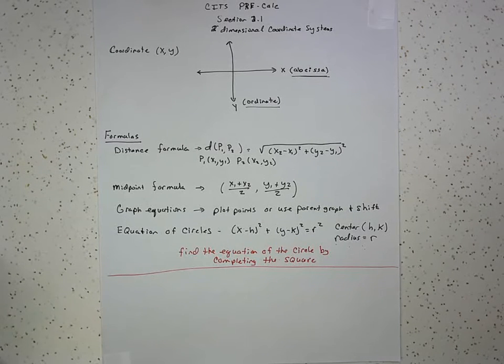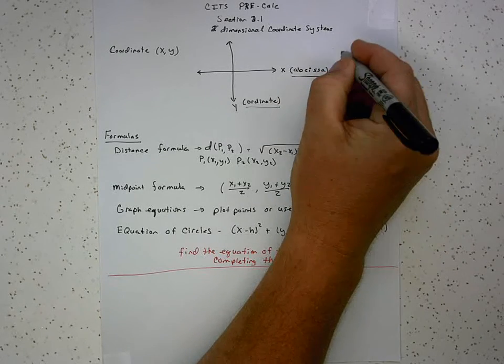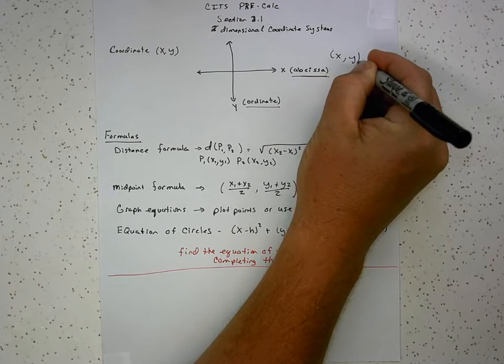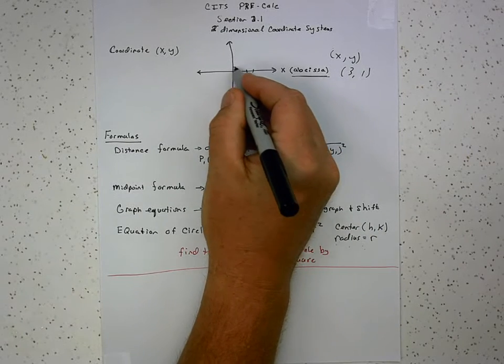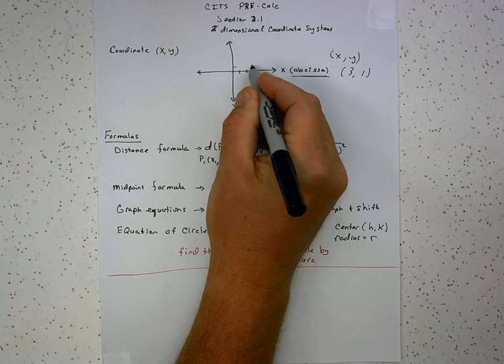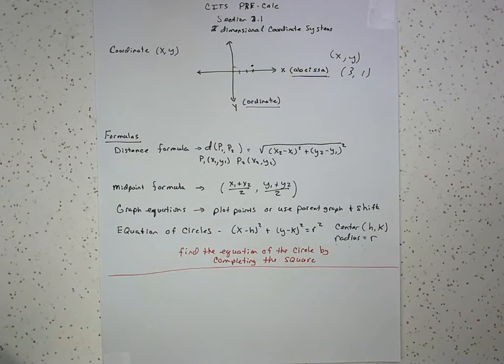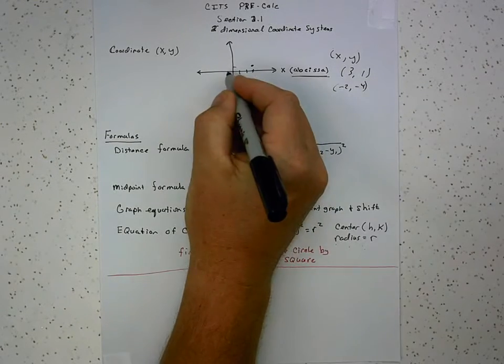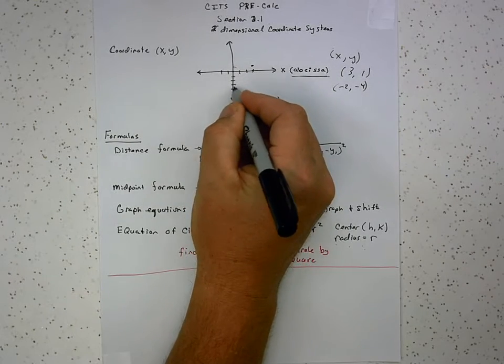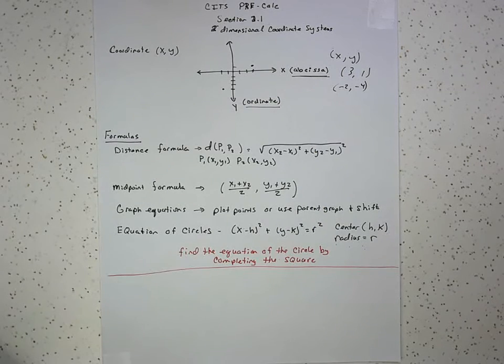Now, generally, quick review, we all know that if we have an xy coordinate, like (3, 1), I go from the origin, right 3, up 1, we find our location. Or if I have (-2, -4), I go back 2, down 4, and we have our location.